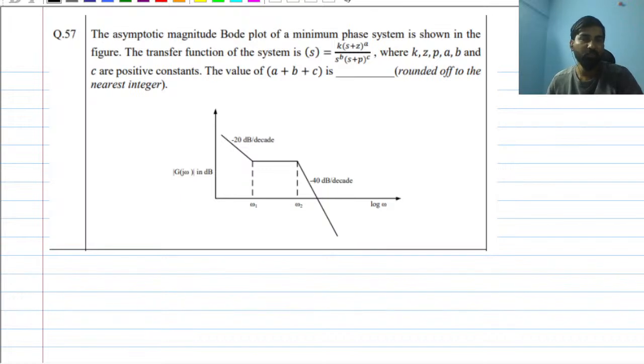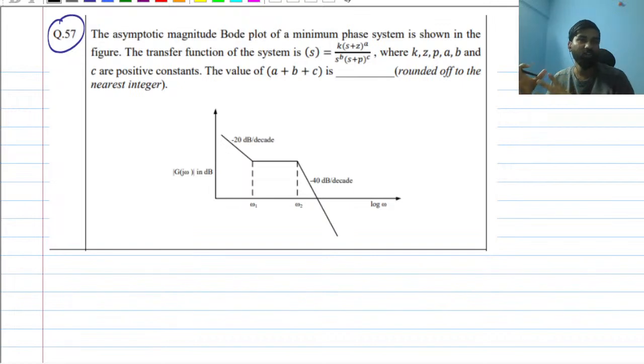Hi everyone, so let's solve this question. This question was asked from control system. Again, this question was direct, and it is one of the very easiest questions you will get in the examination. Nowadays this kind of question is being asked where you don't have to worry about anything, just if you know the basics. These are the new trends for the GATE examination.